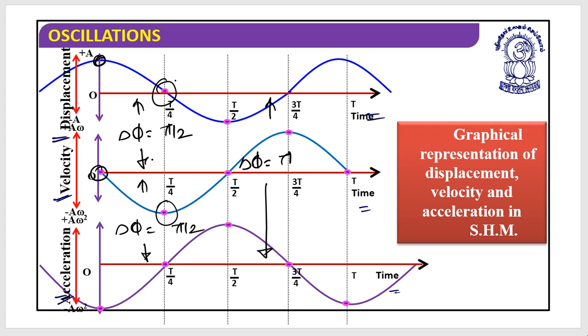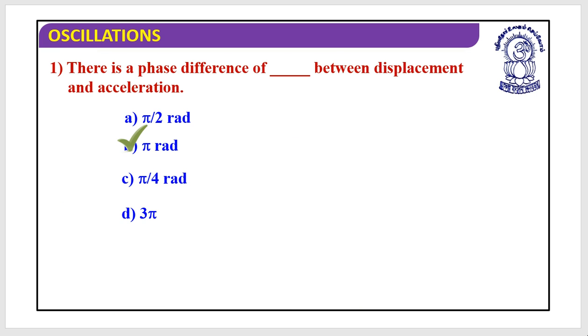Is it clear? So this is the displacement versus time, this is the velocity versus time, and this is the acceleration versus time graph when the particle has started its motion from the extreme position. I hope this is clear. Great. So now let's look at certain quick questions. There is a phase difference of blank between displacement and acceleration. Yes, it's pi radian.